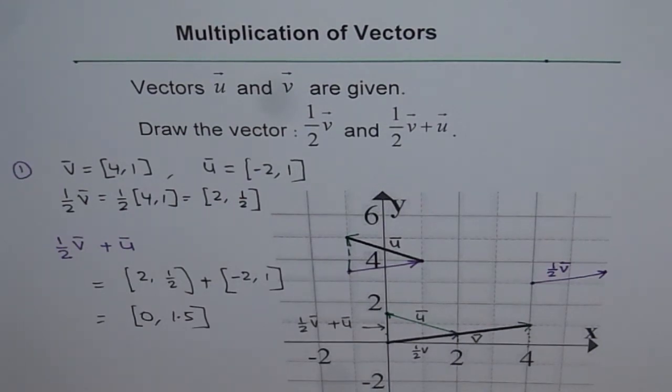So here's a quick check on it. Representing these vectors on the grid gives you a visual idea, right? And doing it like this gives you the algebraic solution. So we have both geometric and algebraic solutions here to understand. I hope you really appreciate it. Thanks and all the best.